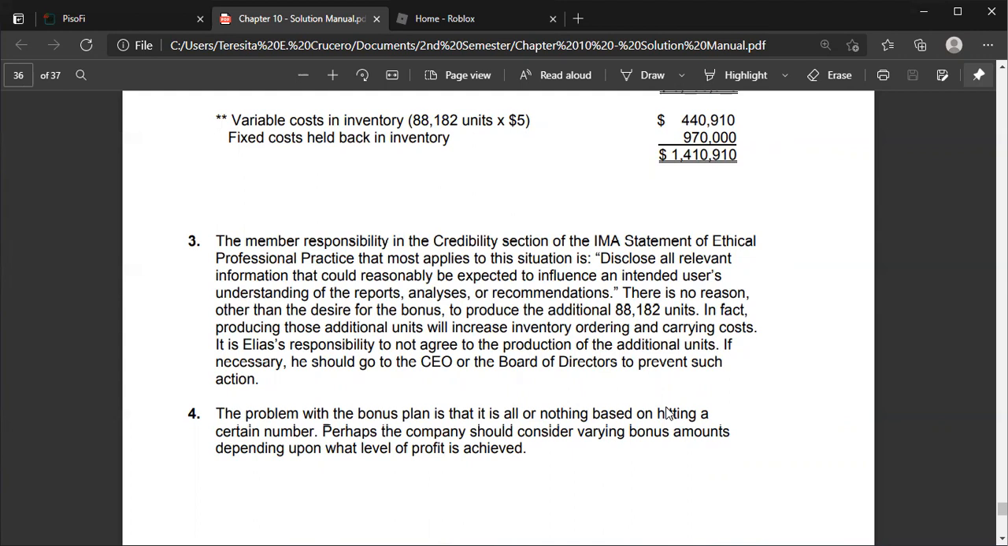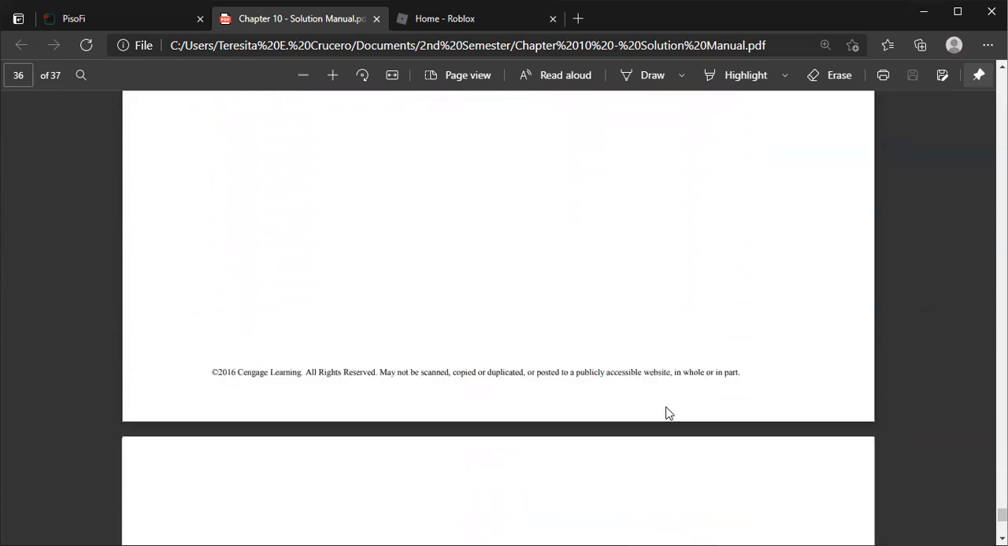For question number 4, the problem with the bonus plan is that it is all or nothing, based on hitting a certain number. Perhaps the company should consider varying amounts depending upon what level of profit is achieved. Okay, so these are the problems that we need to discuss.